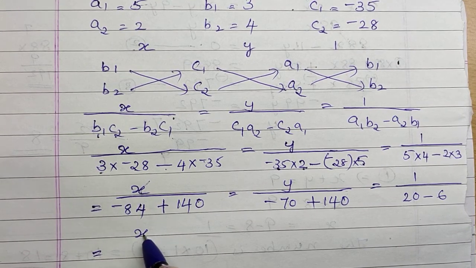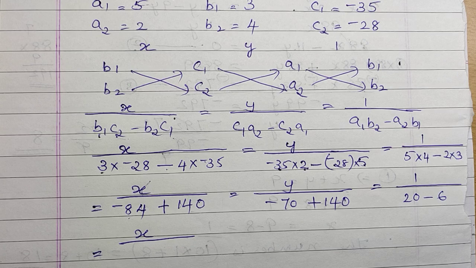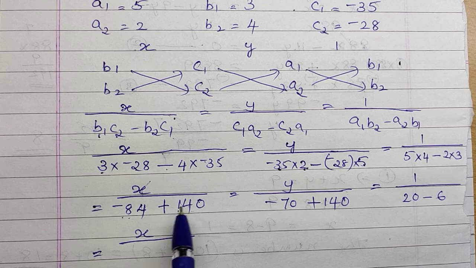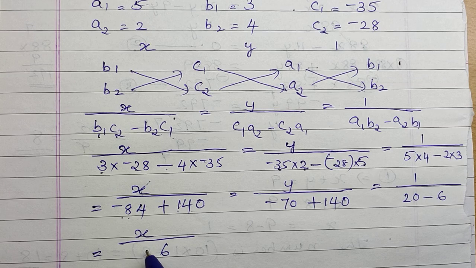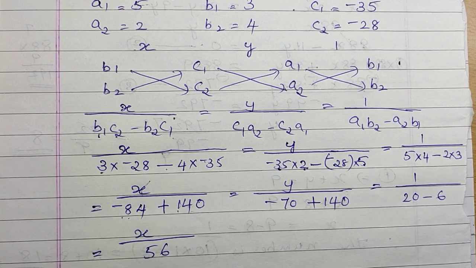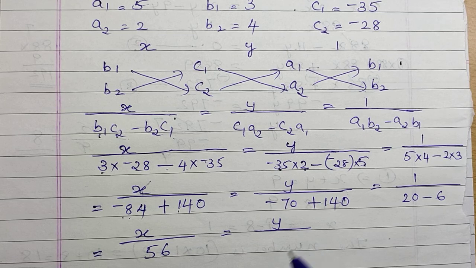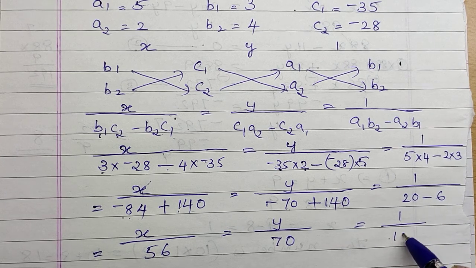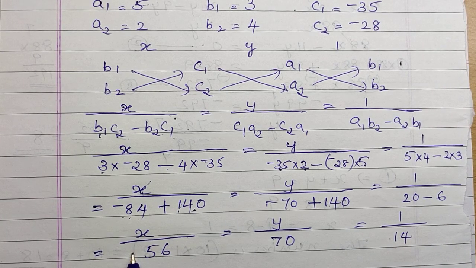Next again, x by minus 84 plus 140. One is negative, one is positive, so you have to subtract. 140 minus 84 is 56. Equals y by minus 70 plus 140; one is negative, one is positive, so subtraction. 140 minus 70 is 70, and the greater number's sign is plus. Equals 1 by 20 minus 6, so 1 by 14, positive. Here also the greater number's sign.